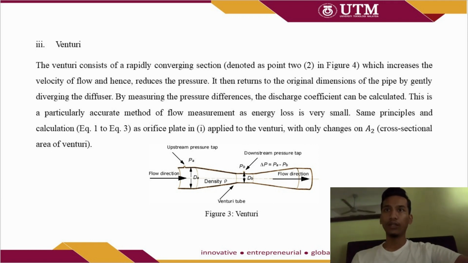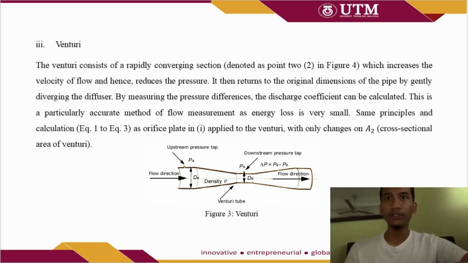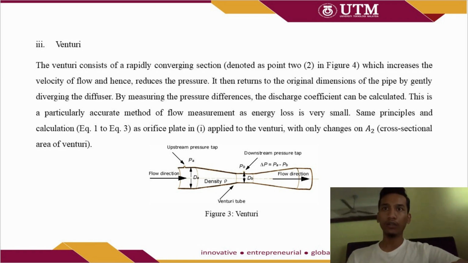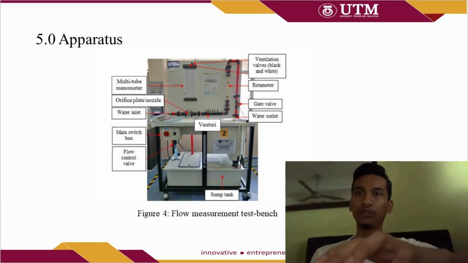The venturi consists of a rapidly converging section which increases the velocity of flow and hence reduces the pressure. It then returns to the original dimension of the pipe by gently diverging in the diffuser. From the pressure difference, the discharge coefficient can be calculated. This is a particularly accurate method of flow measurement as energy loss is very small. The same principles and calculations as the orifice plate apply to the venturi, with only a change in A2, which is the cross-sectional area of the venturi.